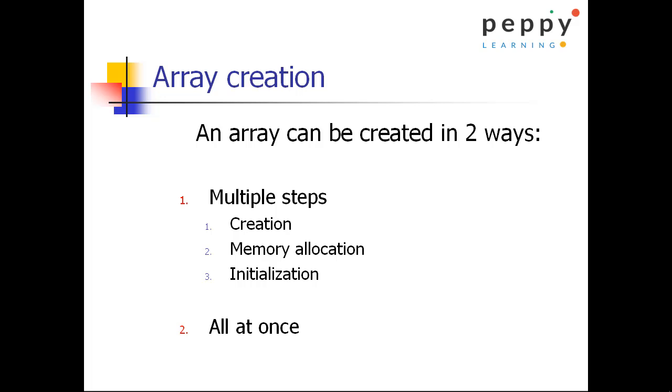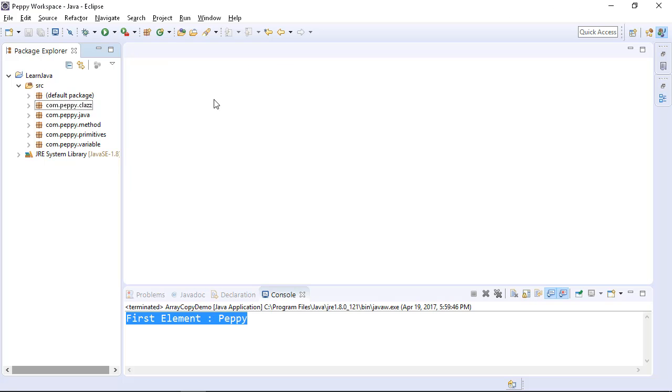Array creation. An array can be created in two ways. The first one using multiple steps, second one all at once. In the multiple steps, you can create an array, you can allocate memory for it, and you can initialize the array. Let's say programmatically. I have already opened Eclipse.